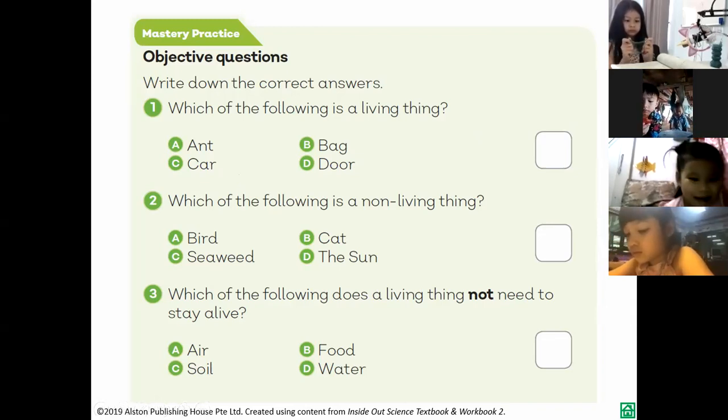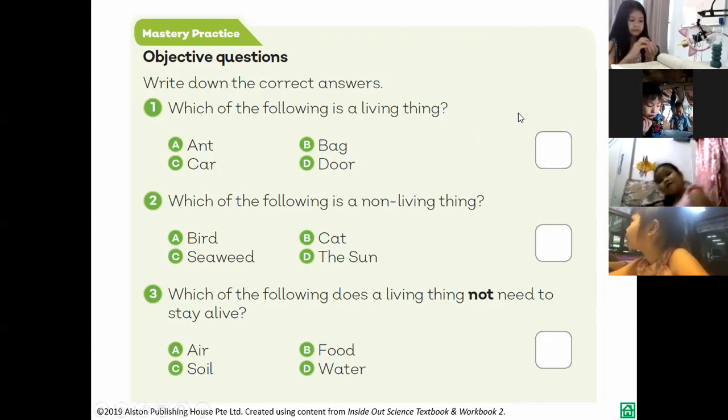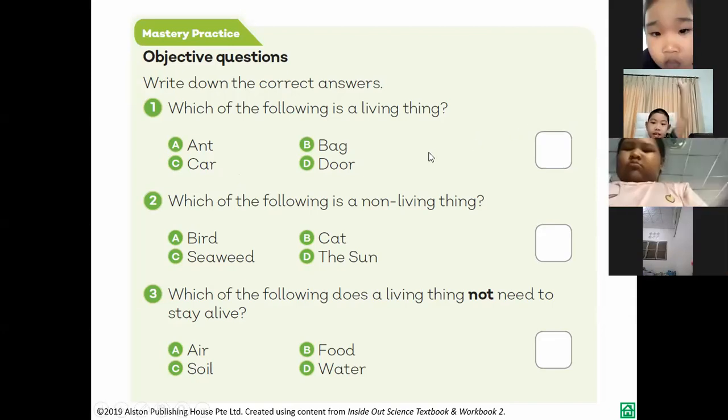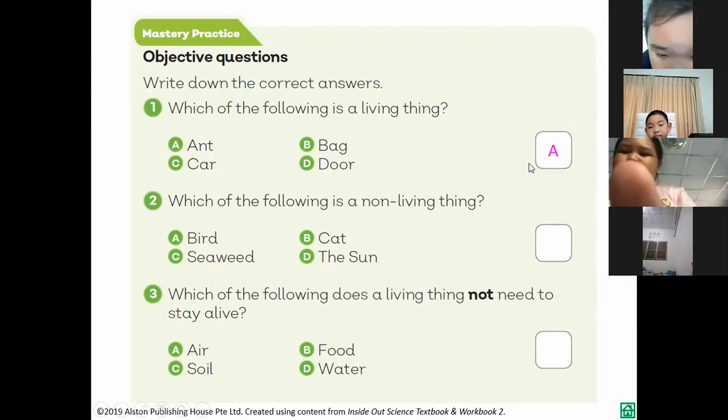What's the correct answer? A. What letter? A. Very good, Ashita. That's letter A. All right, number 2.